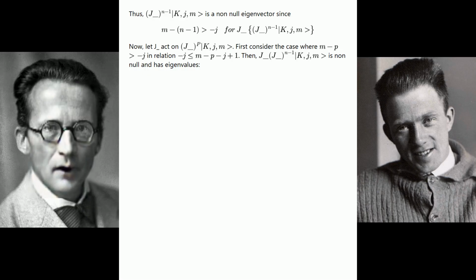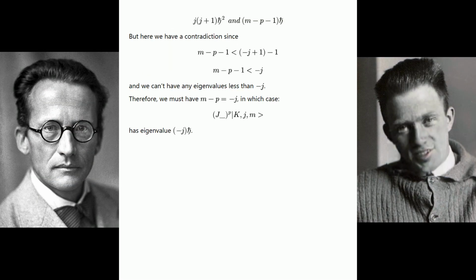First consider the case where m−p > −j, in relation −j ≤ m−p−j+1. Then J−(J−)^(n−1)|k,j,m> is non-null and has eigenvalues (see the equation shown). But here we have a contradiction, since (see the two equations shown). And we can't have any eigenvalues less than −j.